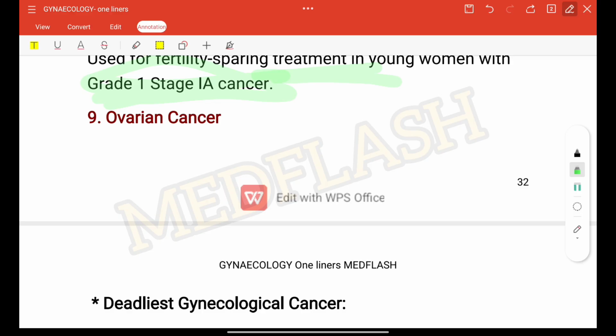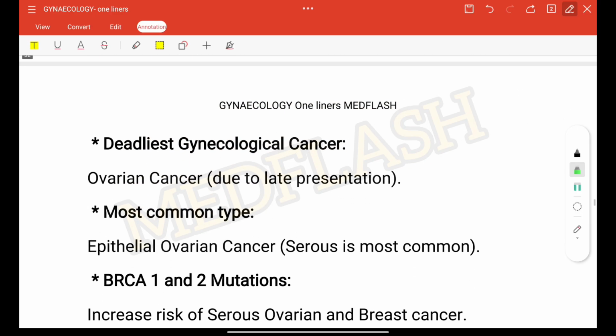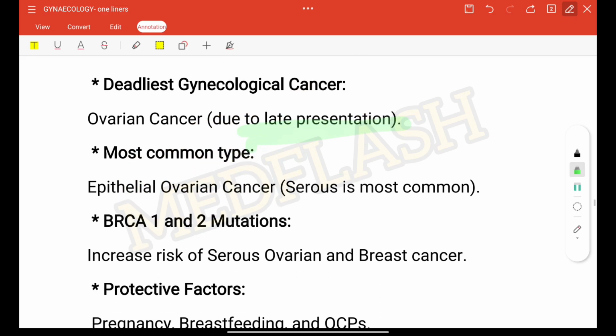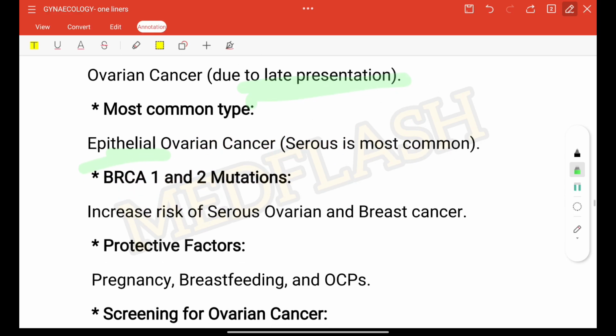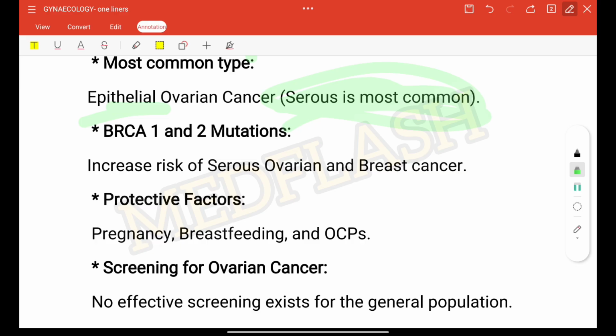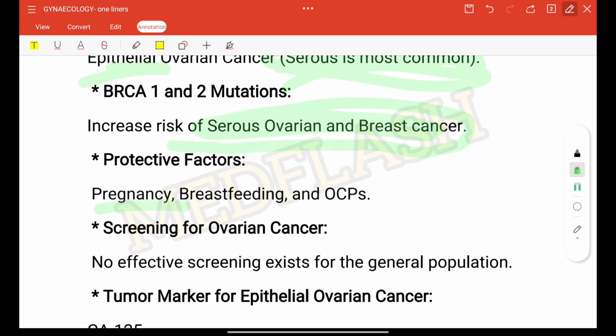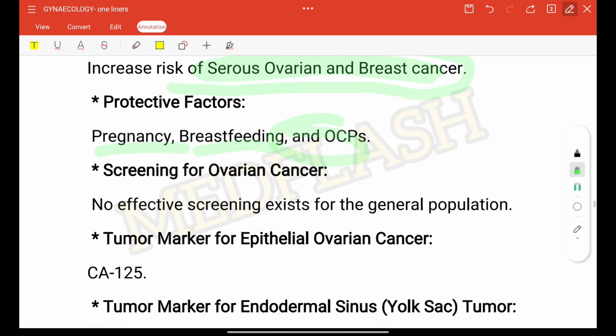Ovarian cancer is the deadliest gynecological cancer due to late presentation. Most common type of ovarian cancer is epithelial. Serous is most common. BRCA1 and 2 mutations increase the risk of serous ovarian and breast cancer. Protective factors are pregnancy, breastfeeding, and OC pills. Screening for ovarian cancer: no effective screening exists for the general population.